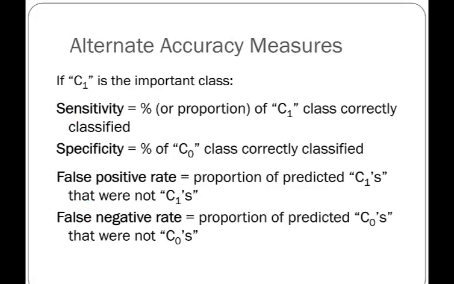So we have two different measures that we're going to talk about. One's called sensitivity and specificity. Sensitivity is the proportion of the ones that are classified correctly. Specificity is the proportion of the zeros that are classified correctly. That's one way to think of this. And the other is the false positive rate, which is the proportion of the predicted ones that are not actually ones, and false negative rate, which is the proportion of the predicted zeros that are not actually zeros. So these turn out to be very closely related, but they're not the same measures, although oftentimes they are erroneously used one in place of the other.